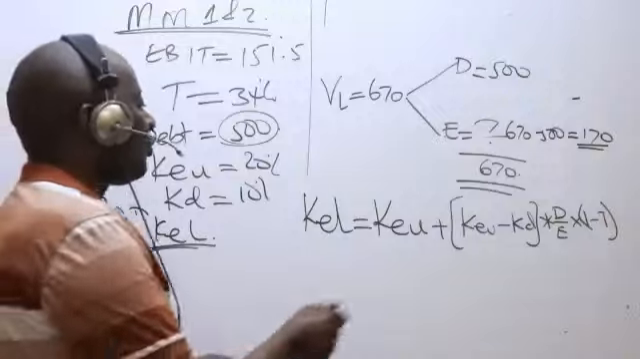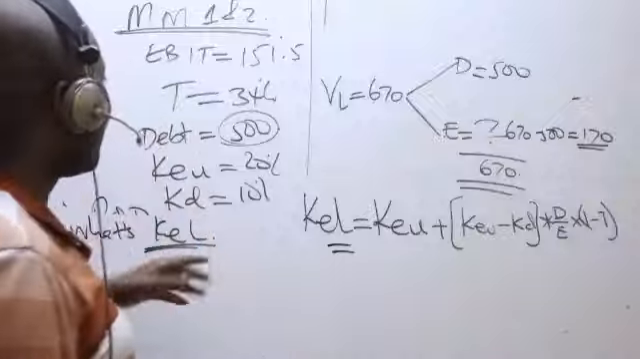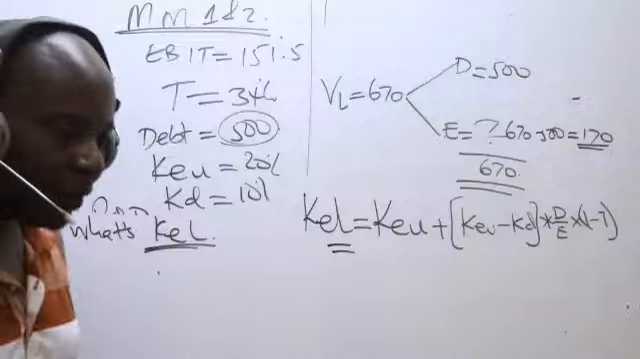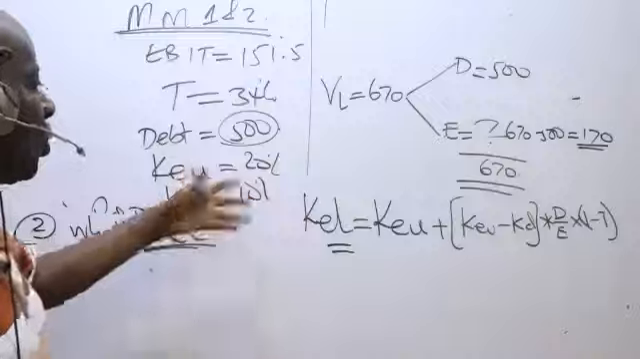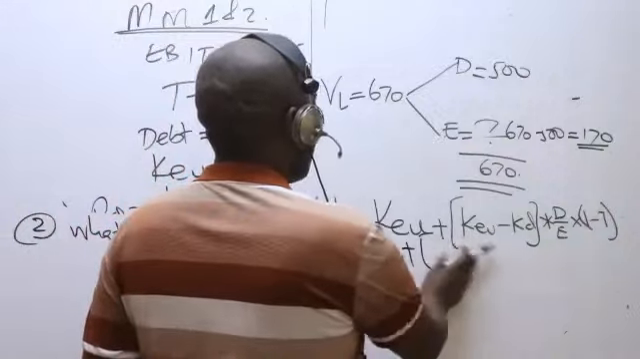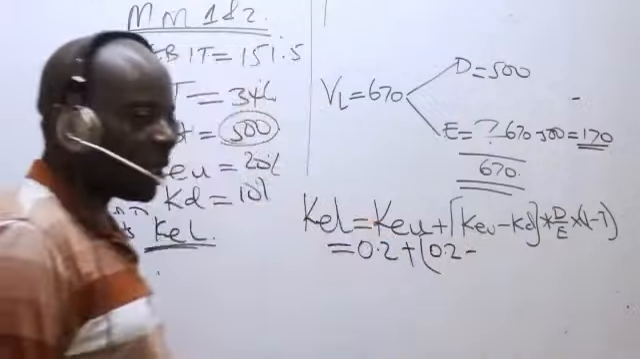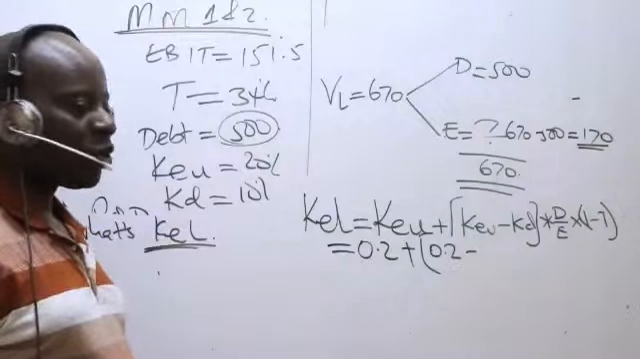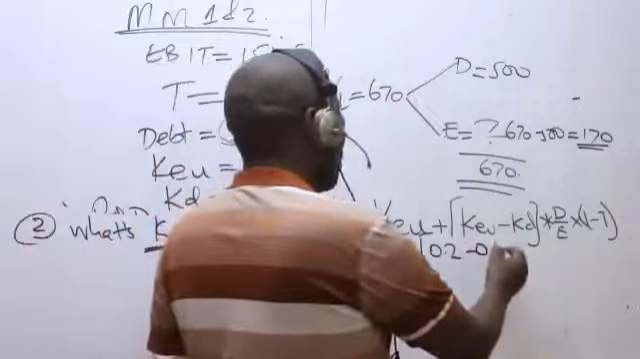So is there anybody from this question that we have here who is able to see KU? KU is the cost of equity of the unlevered firm. It's here, it's 0.2, 20%. So 0.2 plus (0.2 minus KD). How about cost of debt? Are you able to see cost of debt? Cost of debt is 10%, which is 0.1. Let me ask you a question.